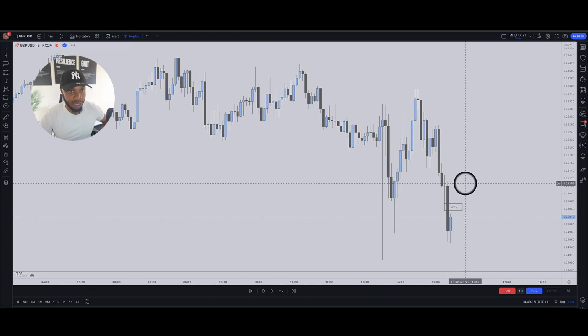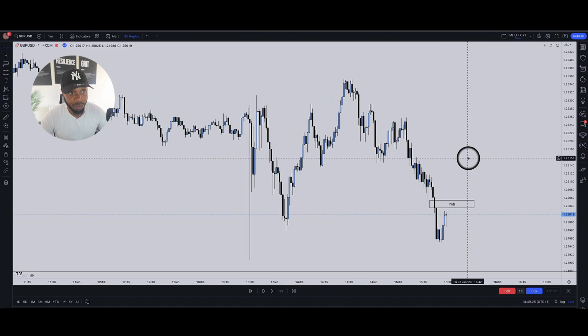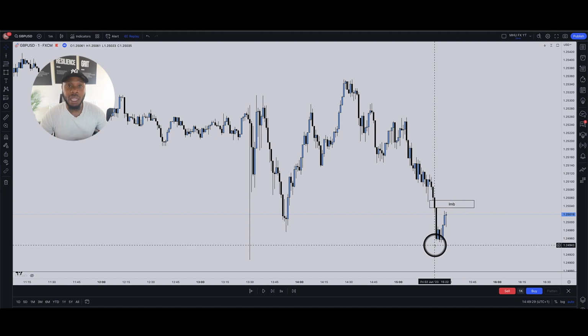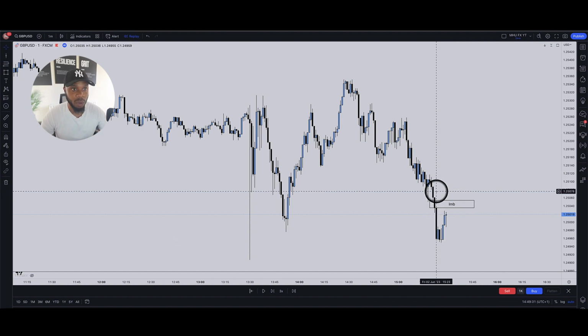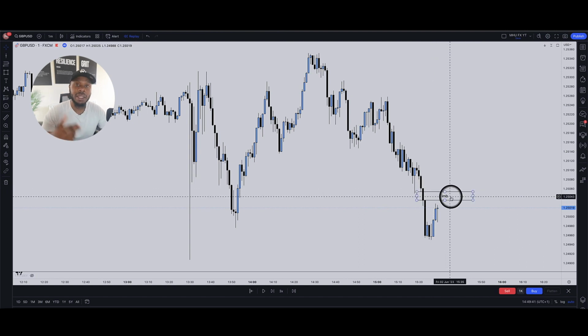Let's go down to the 1-minute time frame. So now I'm on a 1-minute time frame. Price has made a push lower. They've left inefficiency. They've also left inefficiency right here. After seeing this inefficiency, this is going to be my area of interest for taking a sell.